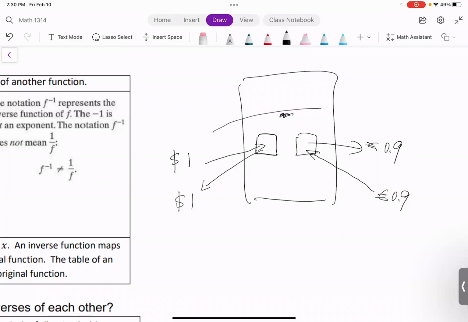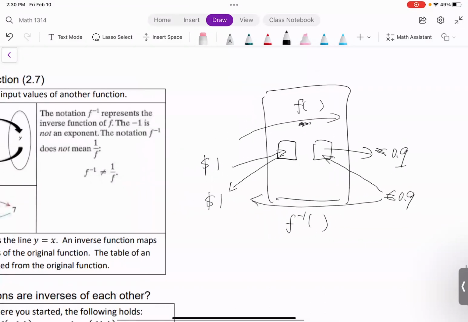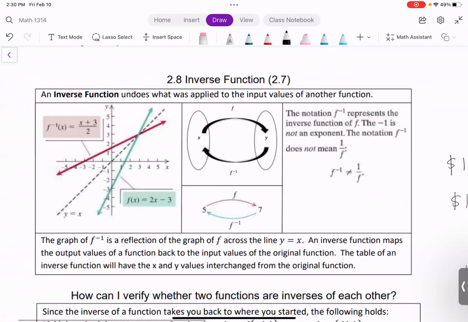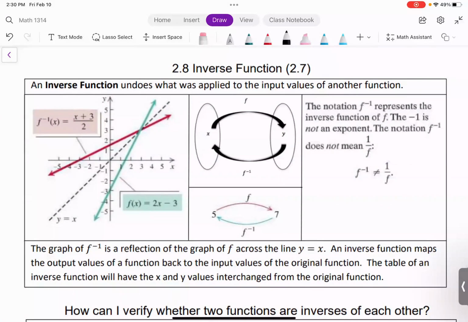So this direction we call the f function. The input $1 and output 0.9 euro. And another direction we call the inverse function is the opposite way. Input 0.9 euro and you get $1. So this is the meaning of the inverse function. So one goes forward, another one goes backward.